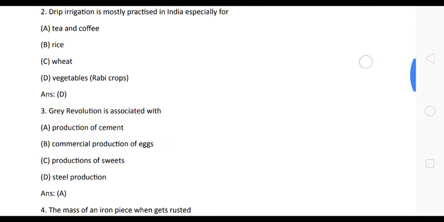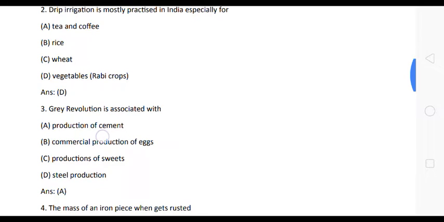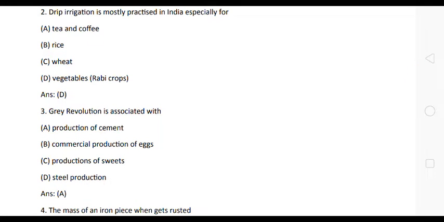The next question is: drip irrigation is mostly practiced in India, especially for? The options are A, tea and coffee, B, rice, C, wheat, D, vegetables, rabi crops. The correct answer is option D. Drip irrigation is mostly practiced in India, especially for vegetables.